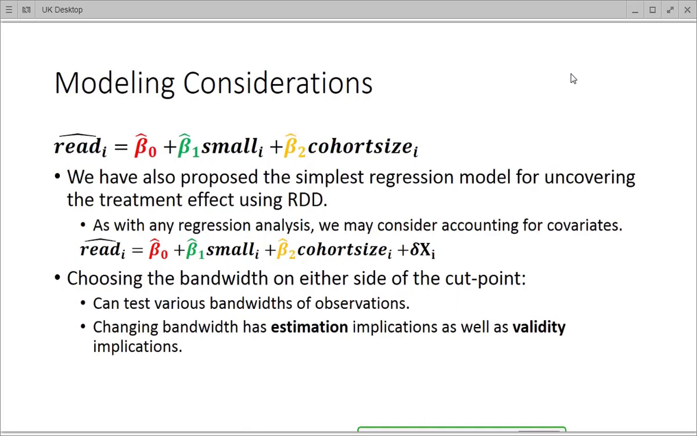But any time the bandwidth is changed, the width in which I look at this impact, it's going to have estimation implications. If we increase the bandwidth, we're going to have more data points as part of the analysis, and less standard error. But that's also going to have validity implications as well. And we'll talk about those considerations in just a second here.